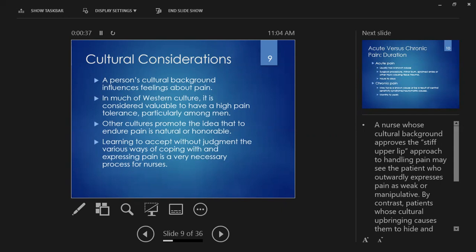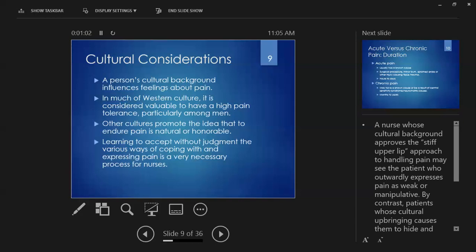Learning ways to accept without judgment. This is what we just talked about. The various ways of coping with the pain and expressing the pain is a necessary process for nurses. A nurse's cultural background over here approves the stiff upper lip approach to handling pain, right? Like, oh, I bet they're just drug seeking, right? Or, wow, that hurts him that bad. That's a 10 out of 10, really?